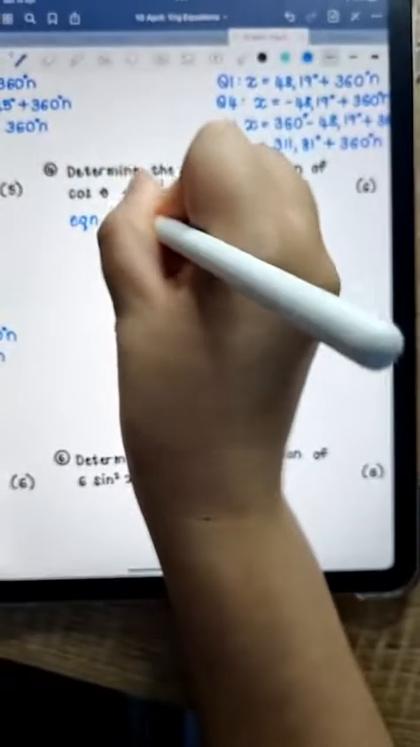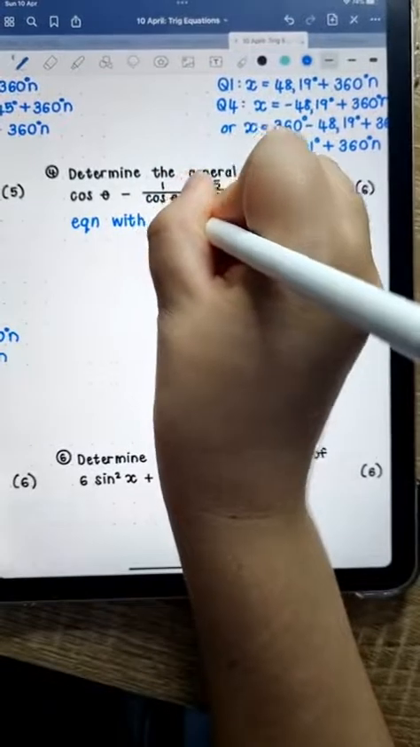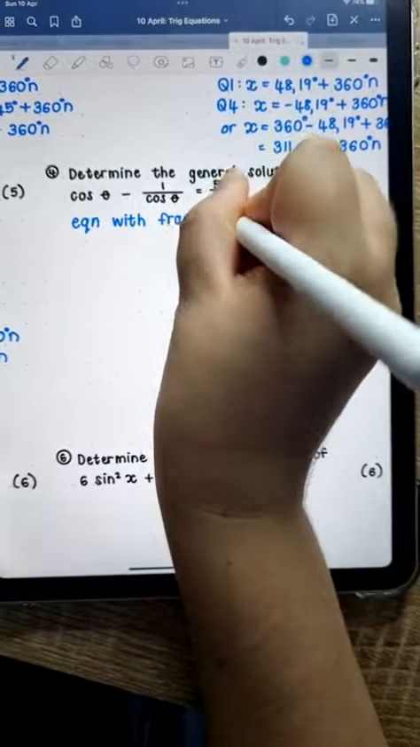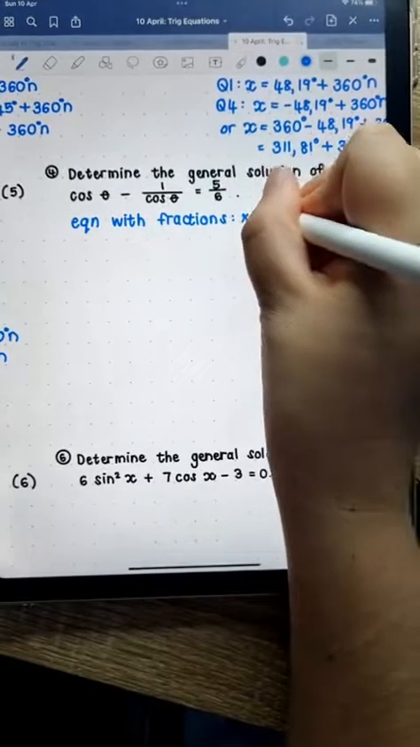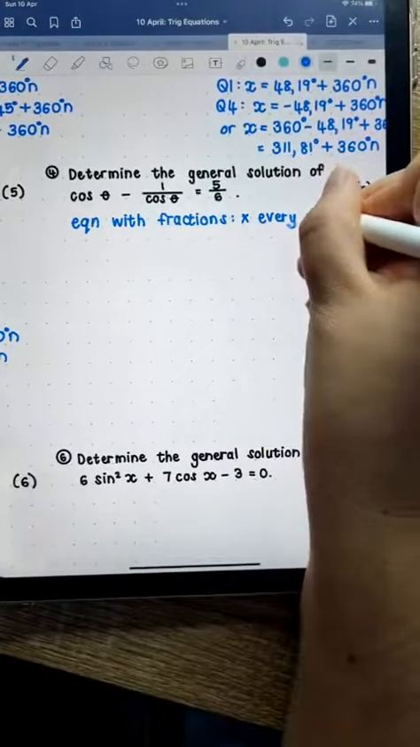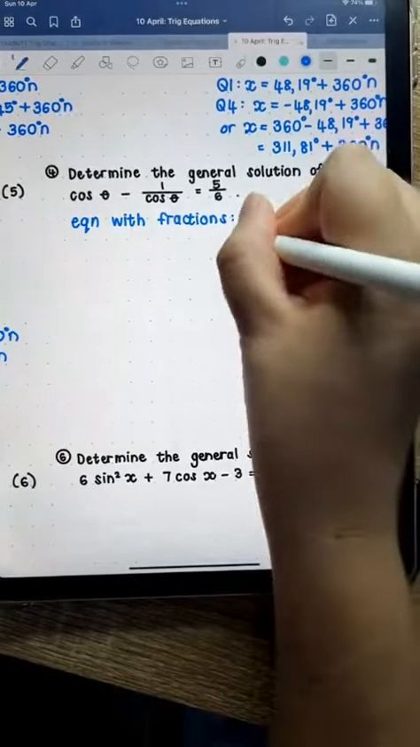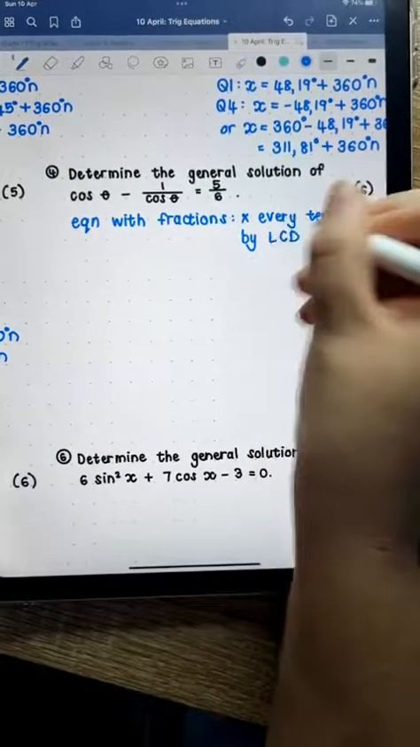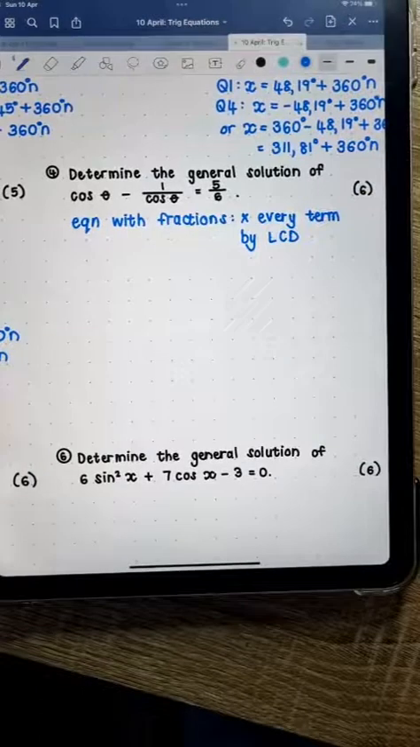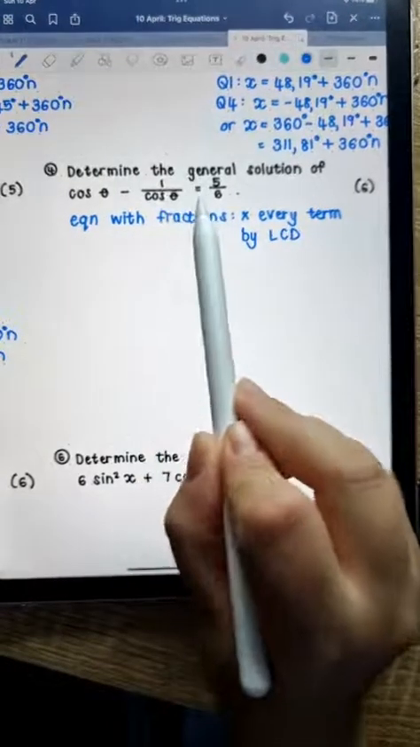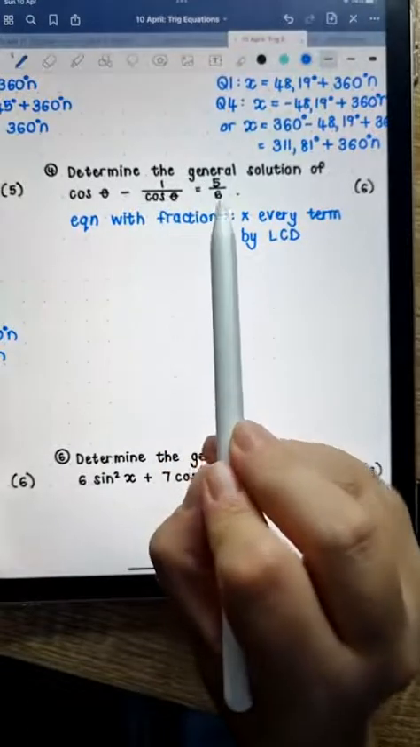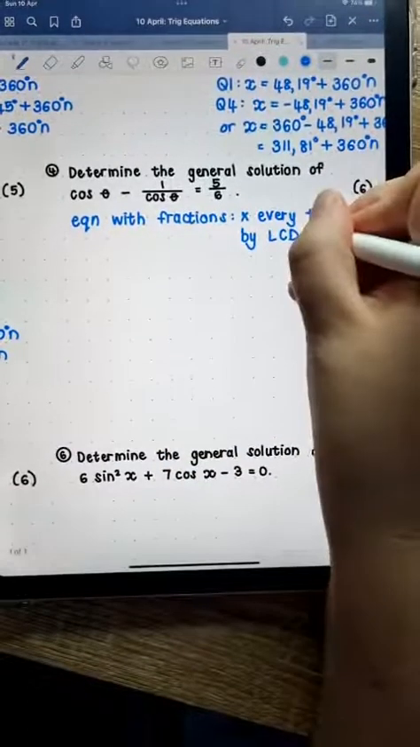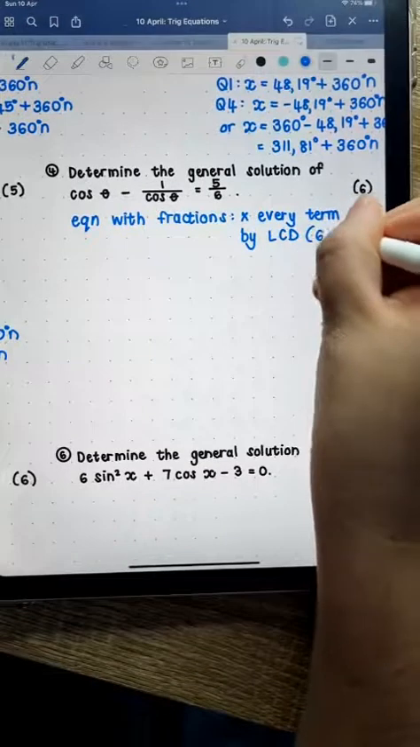And the easiest way of getting rid of fractions in an equation, so I'm going to write here: equation with fractions, multiply every term, even the terms that are not fractions, guys, every single term, by the LCD of all the fractions that you have. Yes, correct, Simangaliso. Find the LCD, and then we are going to multiply every single term by that LCD. Now, if we look at this equation, we have two denominators. We have cos theta and we have 6. So the LCD in this case is 6 cos theta.